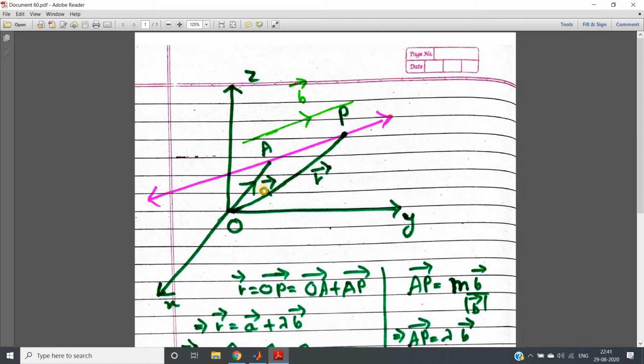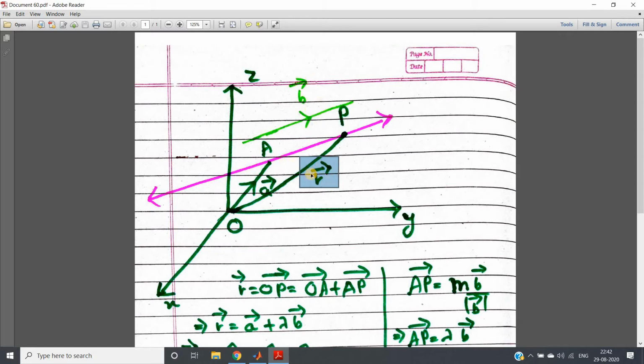This vector we know, and we know one vector b, which is parallel to the line for which the equation we need to determine. This b vector is basically one vector parallel to this particular line. And we are taking one random point p which is on our straight line. If we are able to determine the position vector for p, that will be nothing but the straight line which is passing through a given point A and parallel to a given vector B.